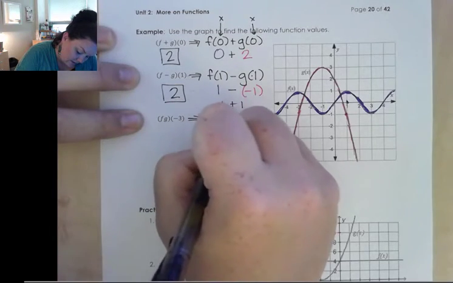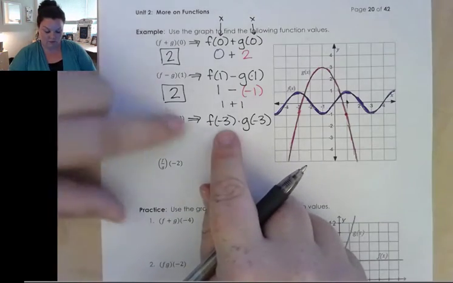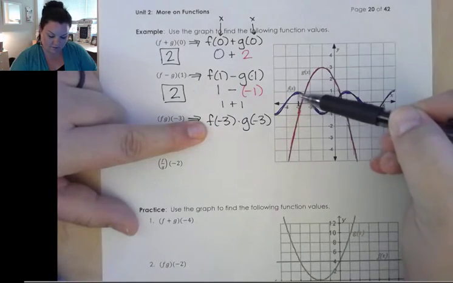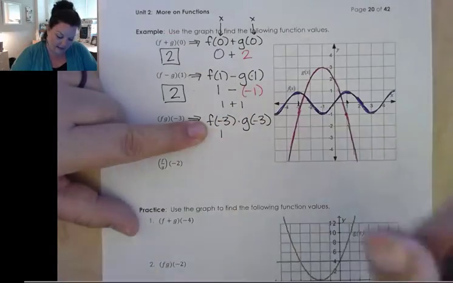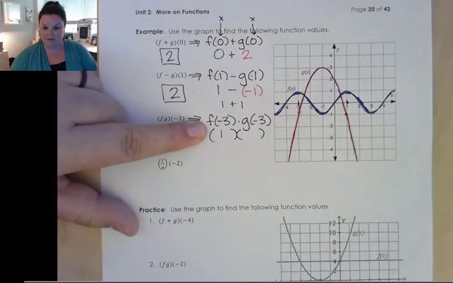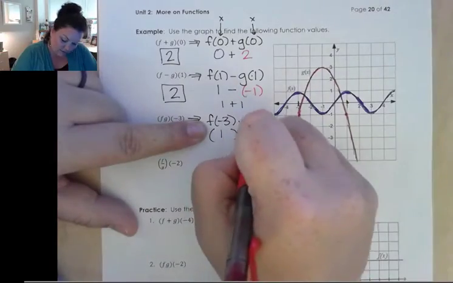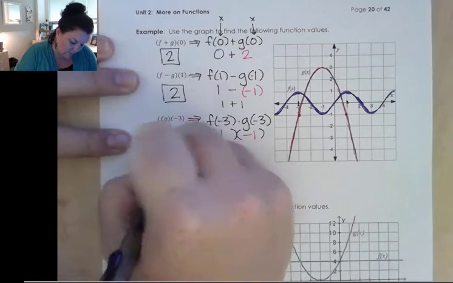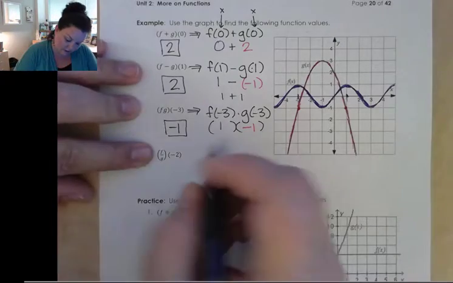And we do the same thing with our product. So this is f of negative 3 times g of negative 3. So we're going to go to where x is negative 3, which is right here. When I trace it up to my f curve, my y value at that point is 1. Okay? And then I'm going to be multiplying that by whatever my g value is at negative 3. So at negative 3, notice my g value is down here at negative 1. So positive 1 times negative 1 leaves me with negative 1.